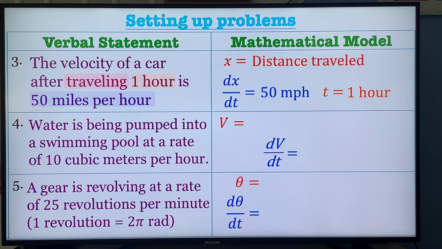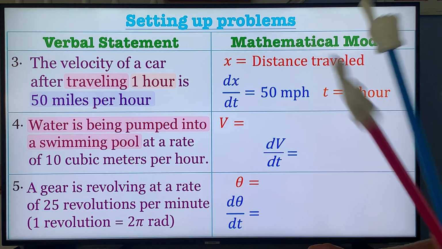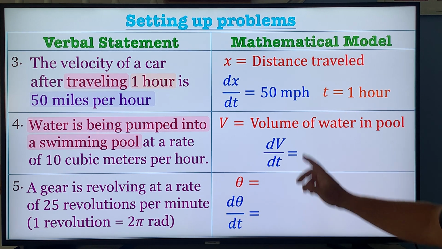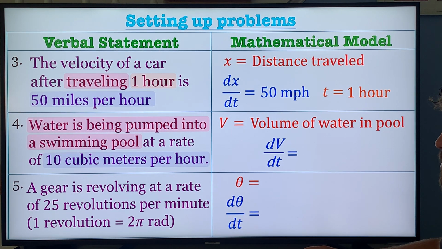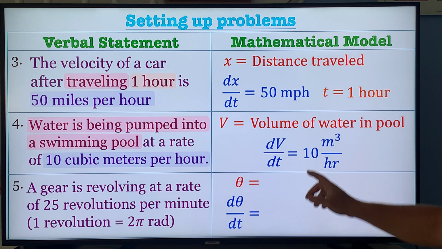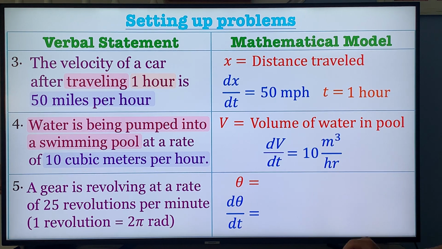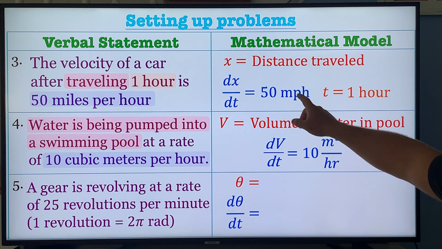Water is being pumped into a swimming pool at the rate of 10 cubic meters per hour. What's V? Water is being pumped into a swimming pool, so V stands for volume, the volume of water. dV/dt. That's the volume changing over time. So that is a rate, 10 cubic meters per hour. Right? Like miles per hour.